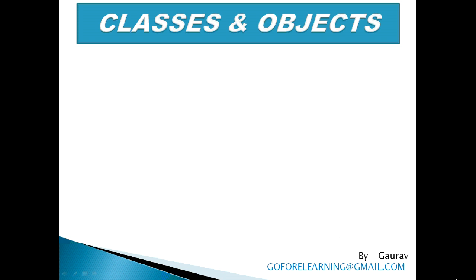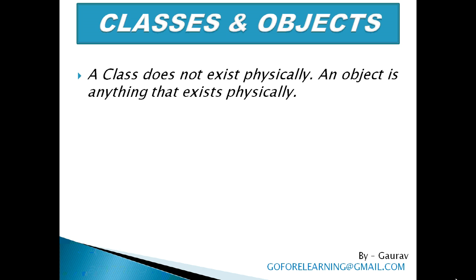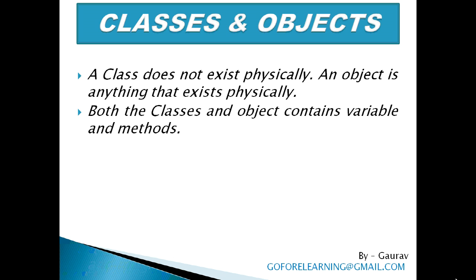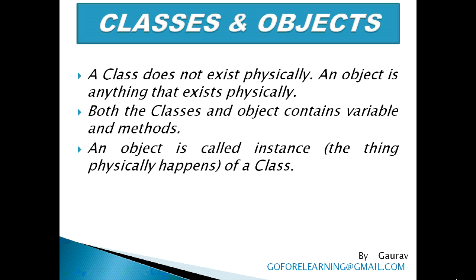What is the difference between a class and an object? A class is a model for creating objects and does not exist physically. But an object is anything that exists physically. Both classes and objects contain variables and methods. We can think that a class is a model, and if it physically forms, then it becomes an object. So, an object is called an instance, the physical form of a class.